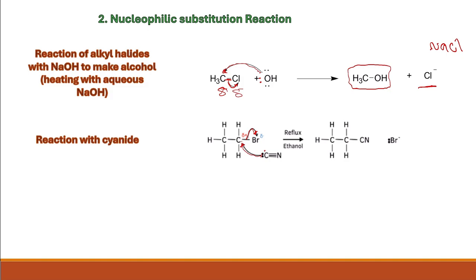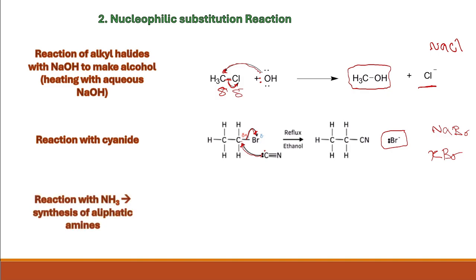We do this reaction by reflux in ethanolic potassium cyanide or sodium cyanide. That will give you the product, which is the nitrile substitution product, and then we have the bromide ion, which has the negative charge. Remember that you used sodium cyanide or potassium cyanide, so again the side product is going to be sodium bromide or potassium bromide, depending on which one you used at the beginning.